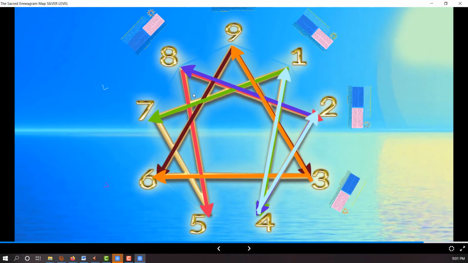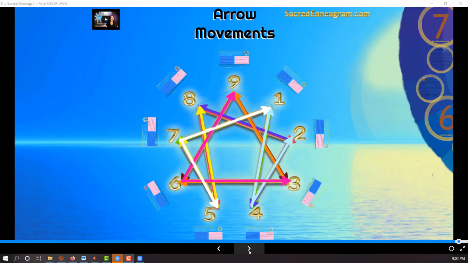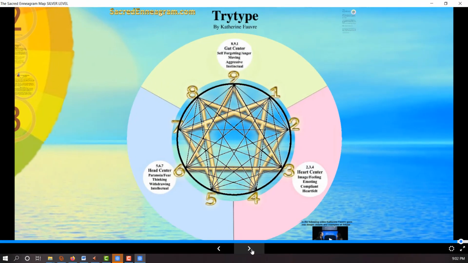Okay, moving on, we have one more section to have a look at, and that will sum up the totality of the silver level Enneagram Map presentation. Okay, moving over to Tri-Type now. This is the last section on the silver level Enneagram Map.